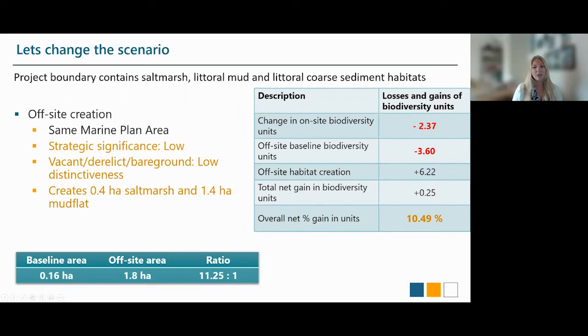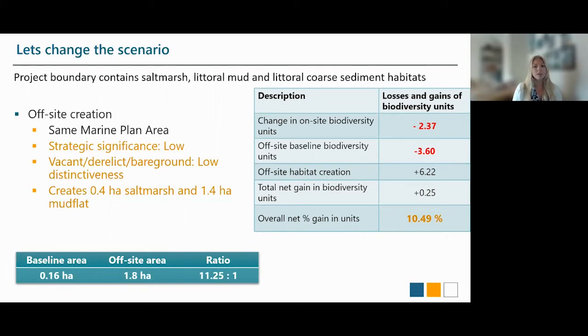Now that we have that score and you add all that together in the metric, to actually gain the 10% uplift we need this 6.22 score. And that now equates to 1.8 hectares of land against the 0.16 hectares that we lost. So we're now getting a ratio of 11.25 to 1. We'd still argue that this is quite a fair example, because should your offsite creation not be in the same marine plan area or close to the development, that ratio is going to increase further still. And should there also be greater loss of salt marsh instead of mudflat, that would increase on top of that again.